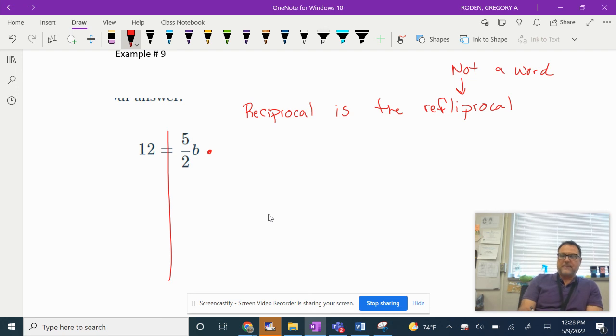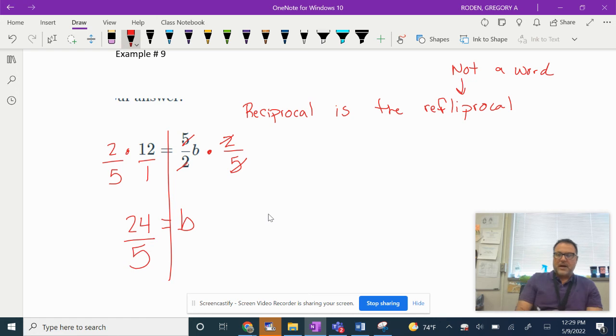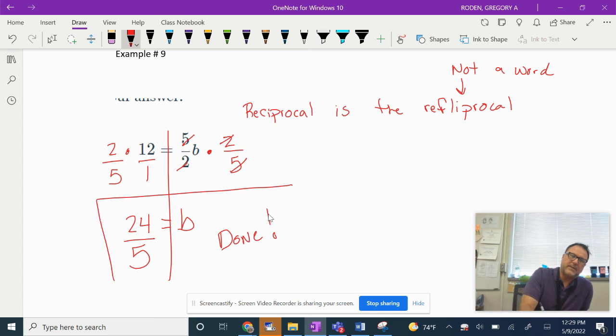And what is the reciprocal of 5 over 2? That's just 2 over 5. And we're going to multiply this side by 2 over 5. All right, 2 cancels 2, 5 cancels 5, B's all by itself. Now I'm going to put a 1 underneath the 12, and now I'm just going to multiply straight across. 2 times 12 is 24. 5 times 1 is 5. Can I reduce 24 over 5? No, I can't reduce 24 over 5. I am done. I'm going to put that answer into Delta Math and be done.